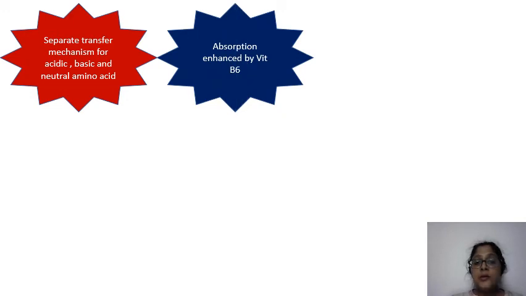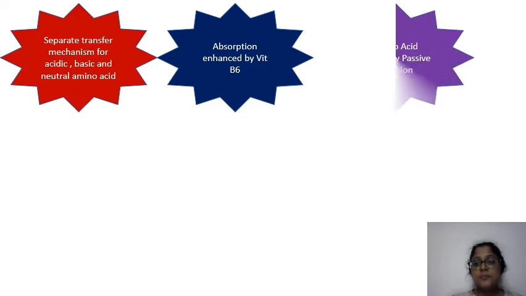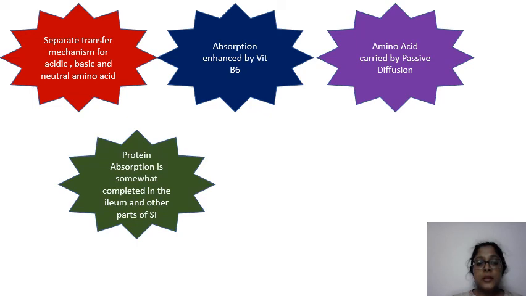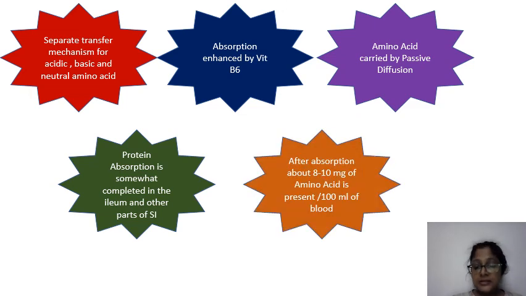Let us check the 5 very important points for protein absorption. Number 1, separate transfer mechanisms for acidic, basic and neutral amino acids. Amino acids are absorbed easily by vitamin B6. Mainly they are carried by the passive diffusion process. Their absorption is completed mainly in the ileum and other parts of the small intestine. Lastly, but not the least, after absorption about 8 to 10 milligrams of amino acid is present in 100 ml of blood.